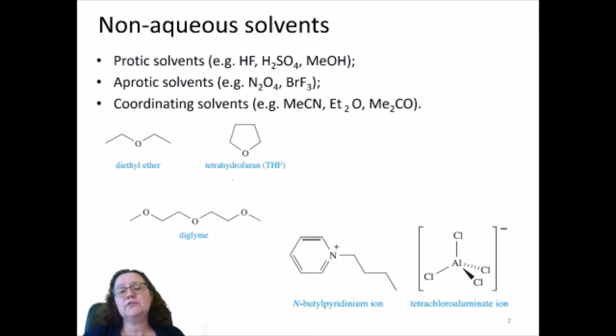And then you have solvents that we could consider coordinated solvents. They will be able to make complex ions. For example, acetonitrile, diethyl ether, or acetone. And here is just an example of several possible non-aqueous solvents you can use. Typical organic molecules like diethyl ether or THF or diglyme, or something like this one, this compound made of two ions, which is an example of an ionic solvent.